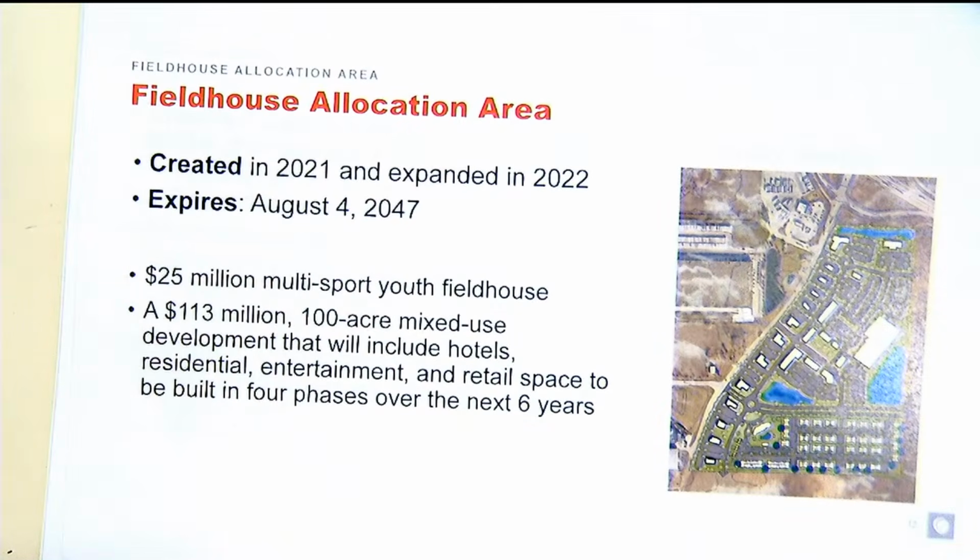Moving into your Fieldhouse allocation area, it was created in 2021 and expanded in 2022 and expires in 2047. As you know, this was created to help fund a $25 million multi-use sports Fieldhouse. And there's also additional surrounding development that is like hotels, residential, entertainment, and et cetera, that is to be built out in phases and to come on as TIF revenues within the allocation area.